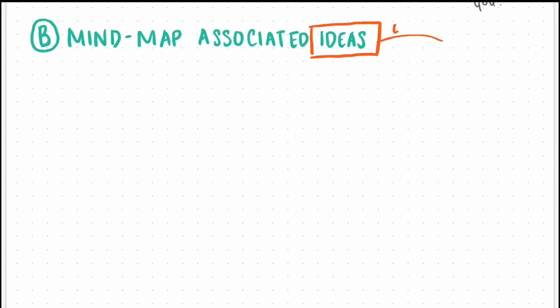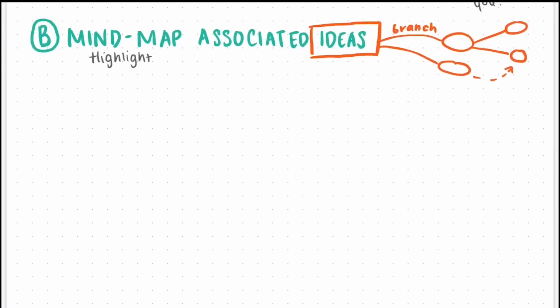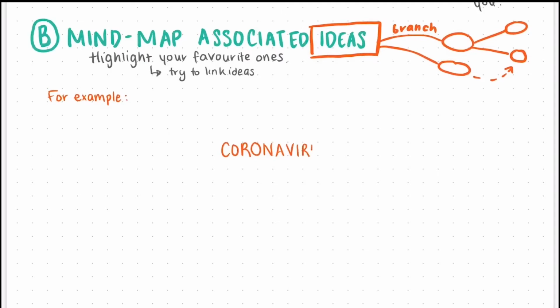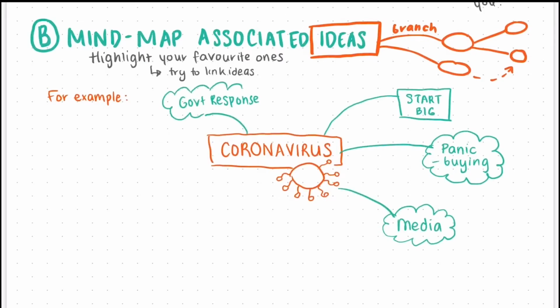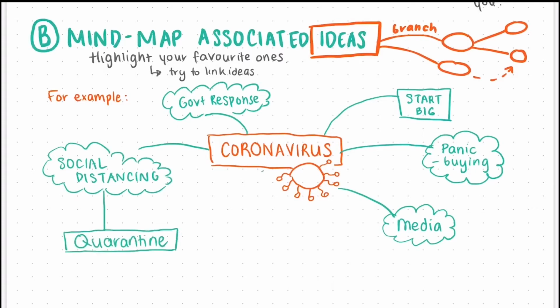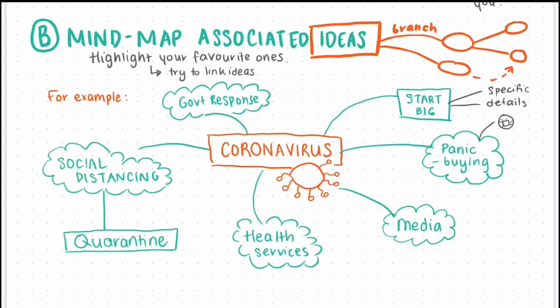The next step is to mind map your associated ideas. It's important to branch out ideas and make sure that they link to one another. Once you are finished, highlight your favorite ones. For example, coronavirus. First, we'll start with the big ideas: panic buying, the media, government response, health services, etc.